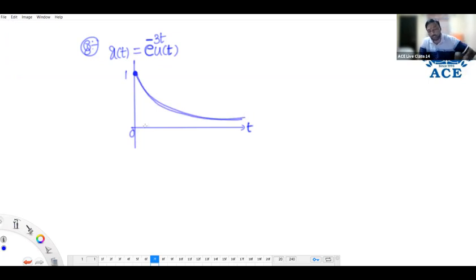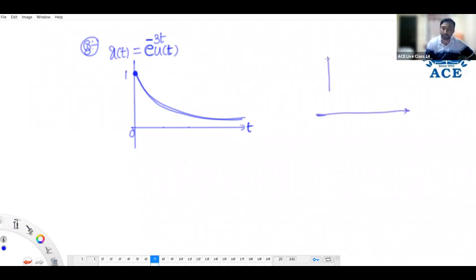From 0 to infinity, you select any instant, we know the amplitude of the signal. If you want the answer at 2, e power minus 3 into 2. If you want the answer at 4.5, e power minus 3 into 4.5. Time axis is continuous, and with respect to the y-axis, amplitude is also continuous.